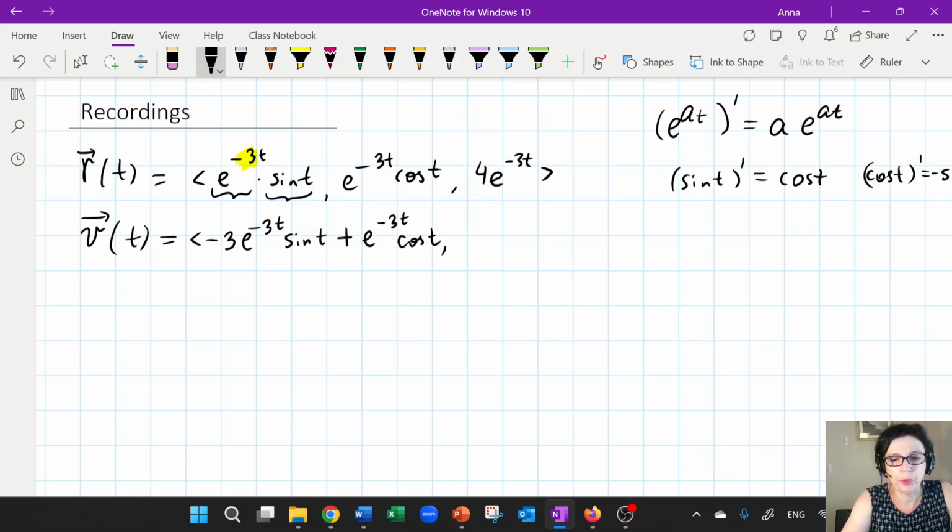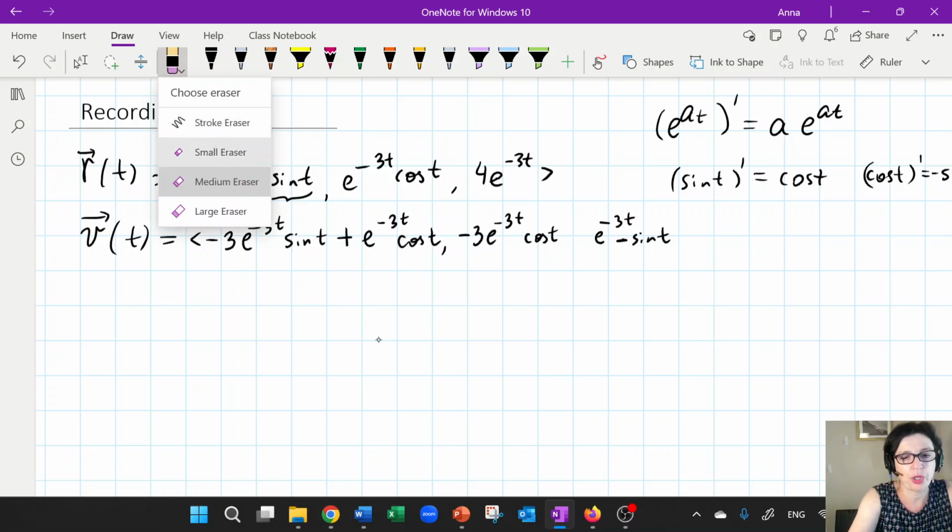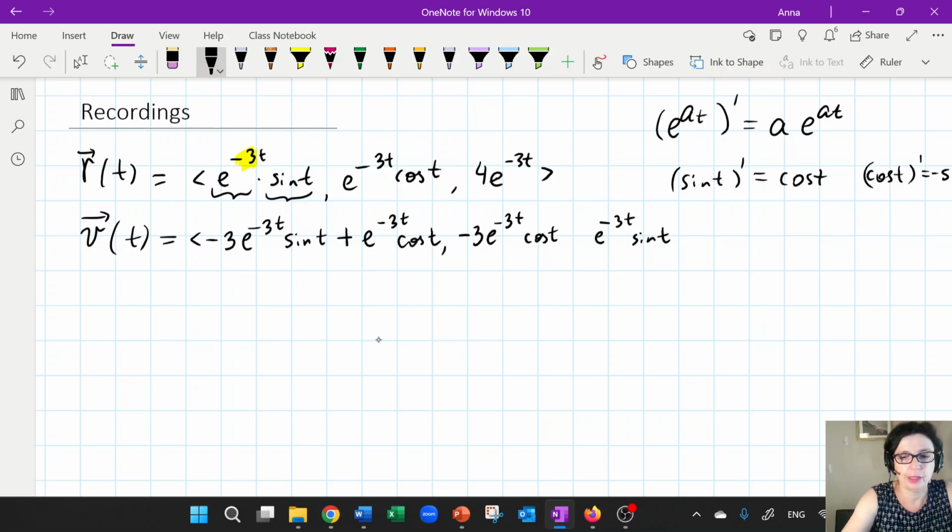Now let's look at the y component of velocity. This will become, again, negative 3 e to the negative 3t multiplied by cosine, no change. Then it will become e to the negative 3t times the derivative of cosine, and that's sine, but with a minus. Never put a minus in there, because it looks like subtraction, and you really do not want it to look like that because it's not. So you just need to switch the sign over here. If it was a plus, it'll become a minus. Finally, for the last term, we get negative 12 e to the negative 3t, because 4 times negative 3 is negative 12. Okay, so that's the velocity.